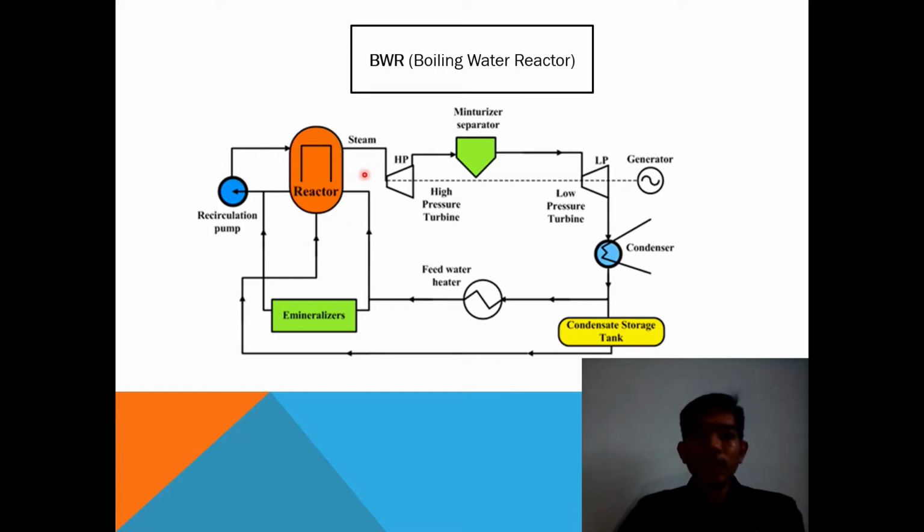Reactor will go to the steam turbine, which is the high pressure turbine, and the water will go to the moisture separator, and then it will go to the low pressure turbine to create electrical energy and go to the condenser.